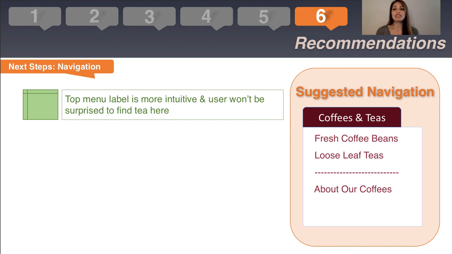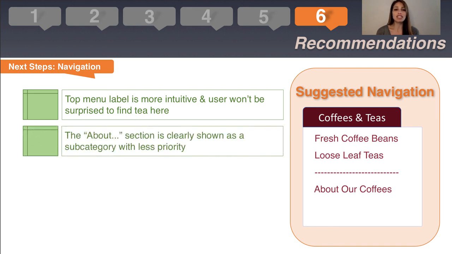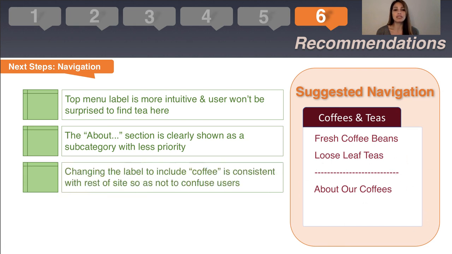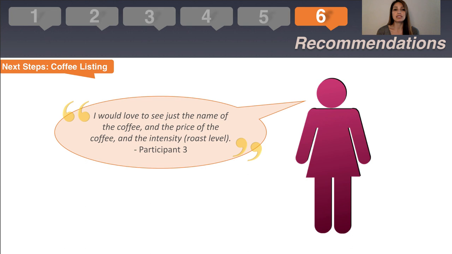Here's the resulting view of my suggested navigation. As you can see, the top menu label is more intuitive and the user won't be surprised to find tea here. The About section is clearly shown as a subcategory with less priority. Changing the label to include coffee is consistent with the rest of the site so as not to confuse users.